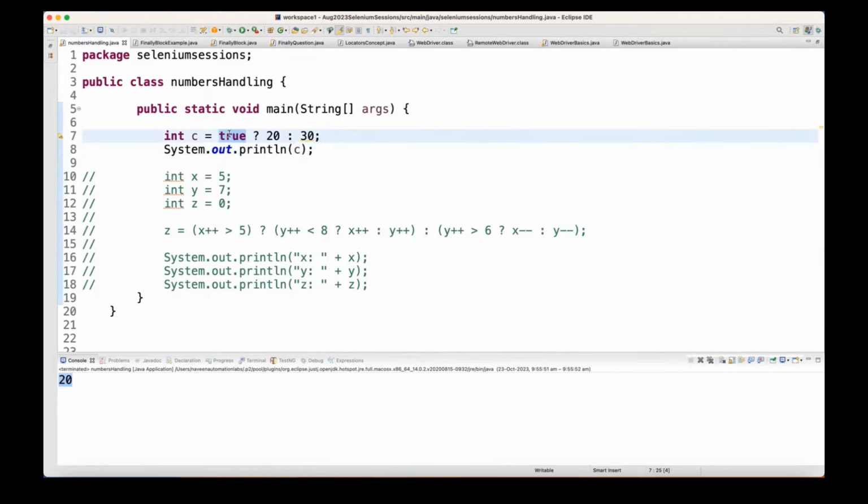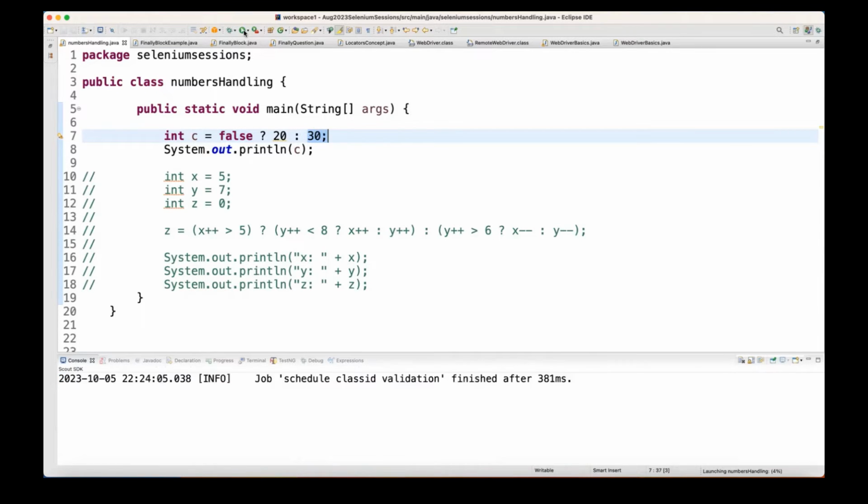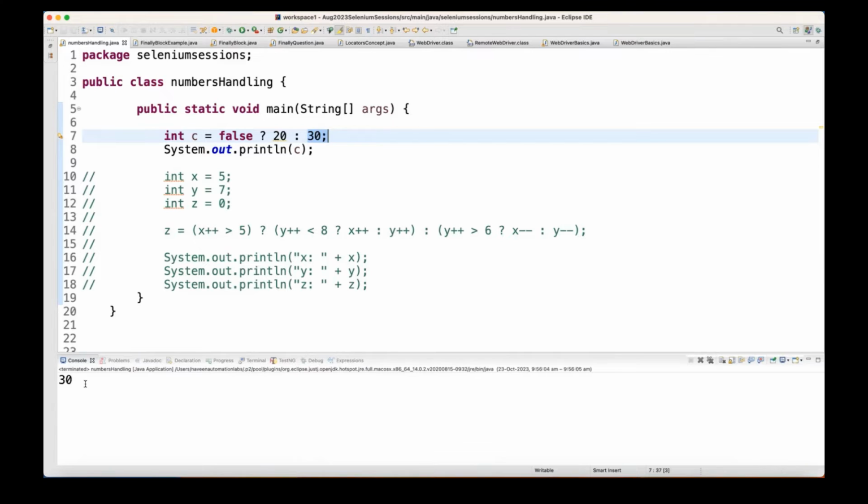But if it is false, so let's say I'm making it false now. If it is false, after the question mark, where exactly will it go? It will go to part two, which is 30 here. So it will go to part number two, which is 30.